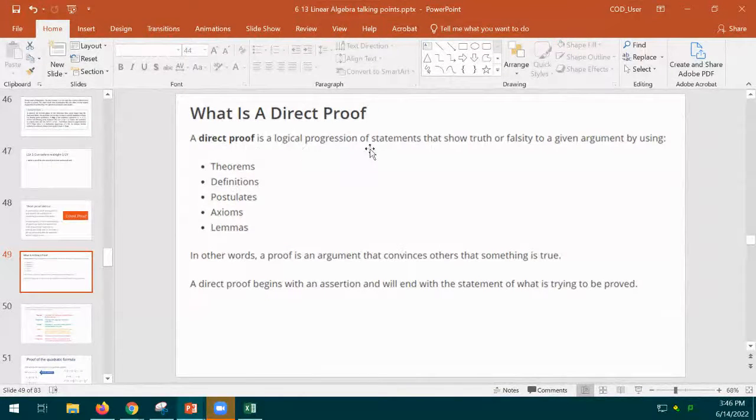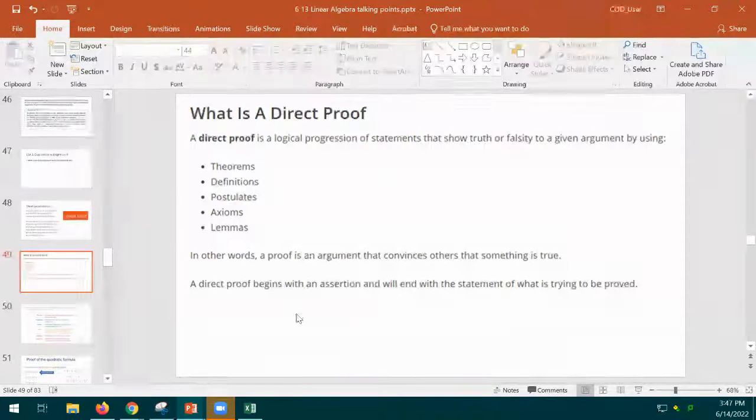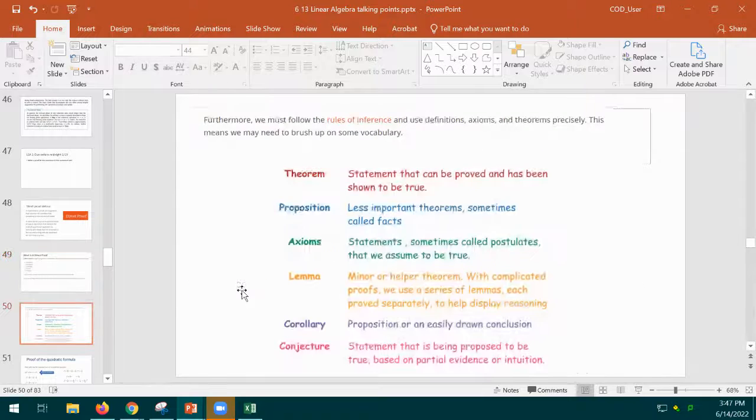A direct proof is a logical propagation of statements that show truth or falsity of a given argument. And we can reference theorems if we have theorems. We can use definitions and postulates, axioms. And sometimes there are baby theorems that are called lemmas. Okay, in other words, a proof is an argument that convinces someone truly that something is true. So a direct proof begins with an assertion and ends with a statement of what we were trying to prove.